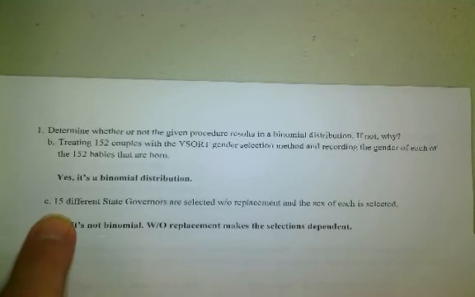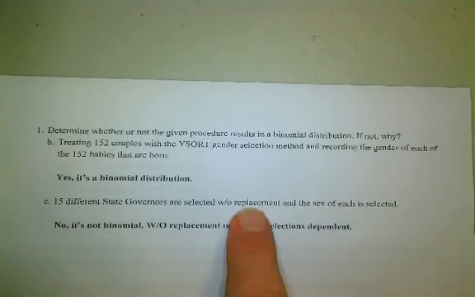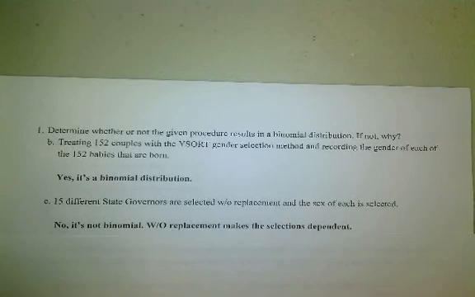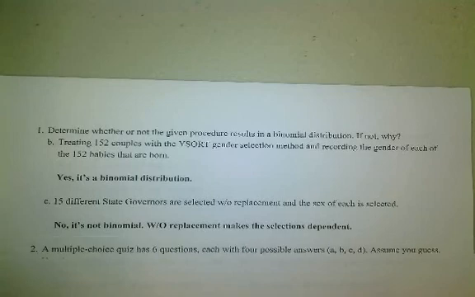Selecting 15 state governors, that's fine. That would just make our N is 15. The problem is the without replacement, because once we've made one selection, then there would only be 14, and now our probabilities would change. We would have to do a with replacement for it to be the same probability in each selection.